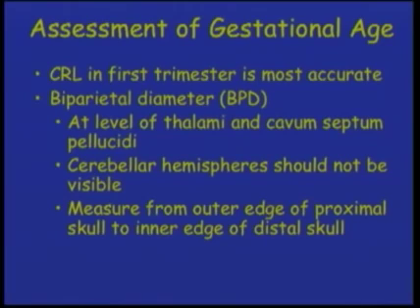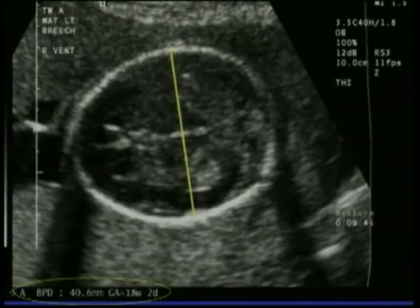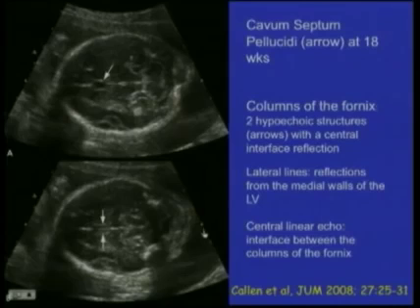Ultrasound should also be used for assessment of gestational age. The crown rump length is the most accurate in the first trimester to assess for gestational age, but as you go on to the second trimester, we use the biparietal diameter, and that should be performed at the level of the thalami and the cavum septum pellucidum. The cerebellar hemispheres should not be visible in the biparietal diameter, and we should measure from the outer edge of the proximal skull to the inner edge of the distal skull, as you can see here in this diagram. The cavum is right up over here, and this is the midline falx, and there's leading echo to leading echo.